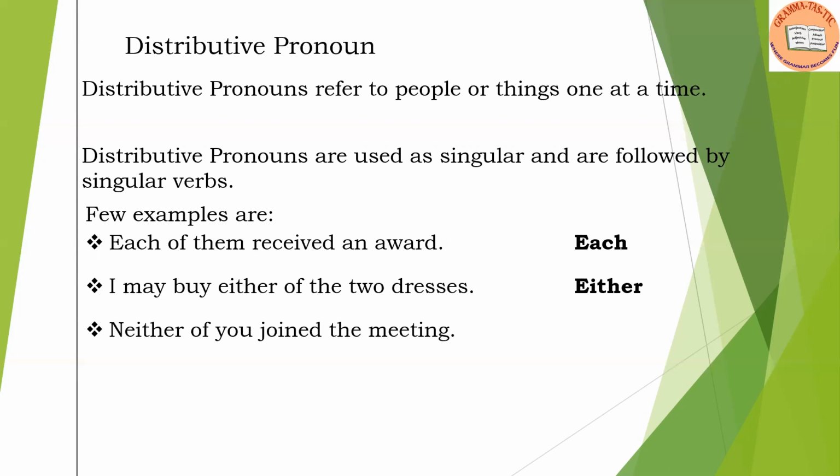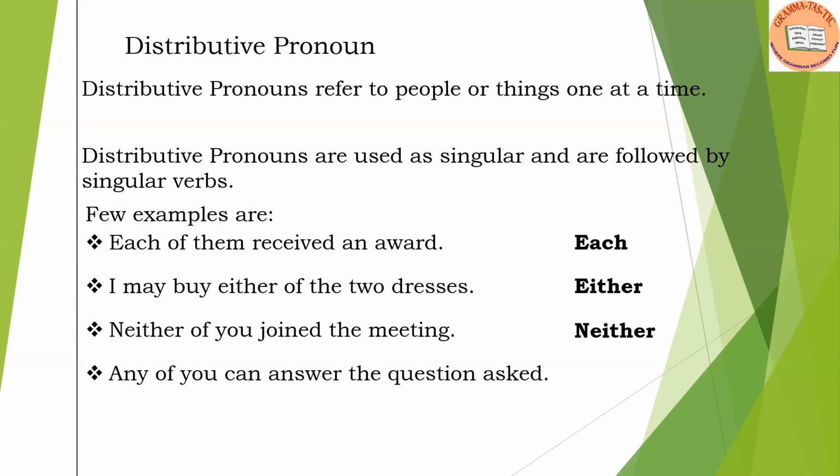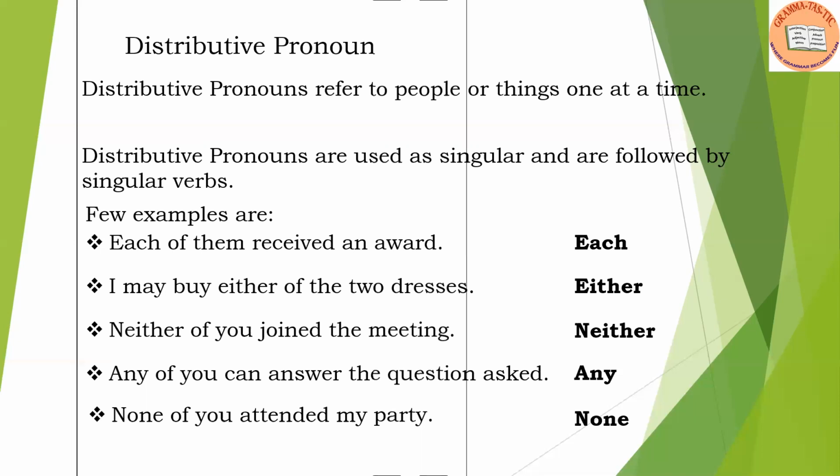Neither of you joined the meeting. Neither is a distributive pronoun. Any of you can answer the question asked. Any is a distributive pronoun. None of you attended my party. None is a distributive pronoun. So they are referring to people or things one at a time. So they are known as distributive pronouns.